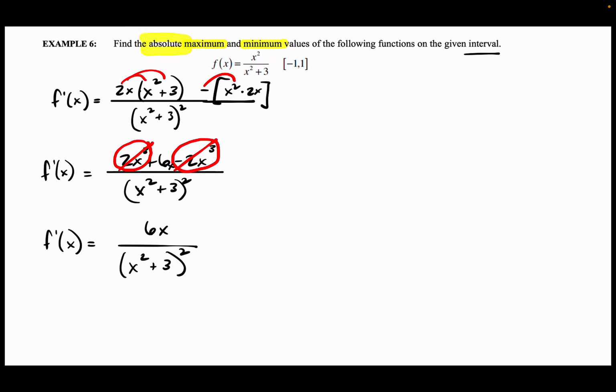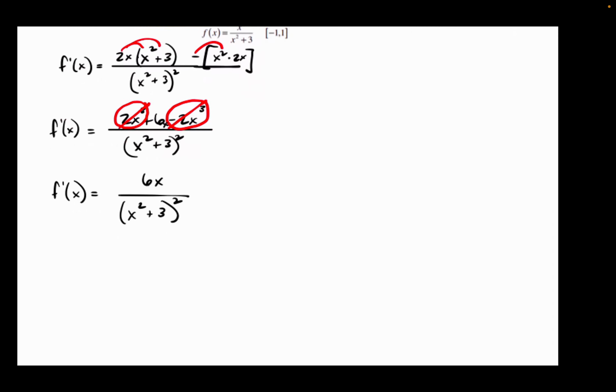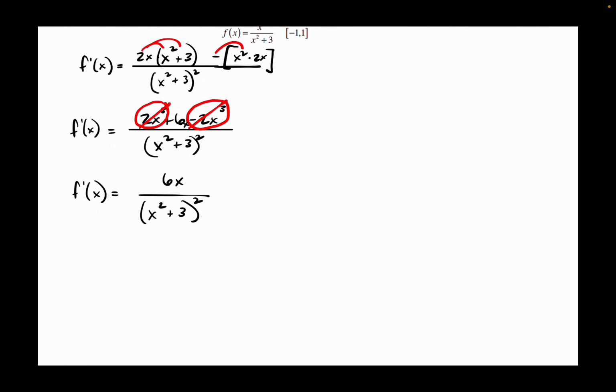Okay. Well, this is all to find the critical values, right? So what do we do if we need to find the critical values? Set it equal to 0, right? If it has a top and it has a bottom, set them both equal to 0. If it only has a top, set that equal to 0. Whatever you got, set it equal to 0.